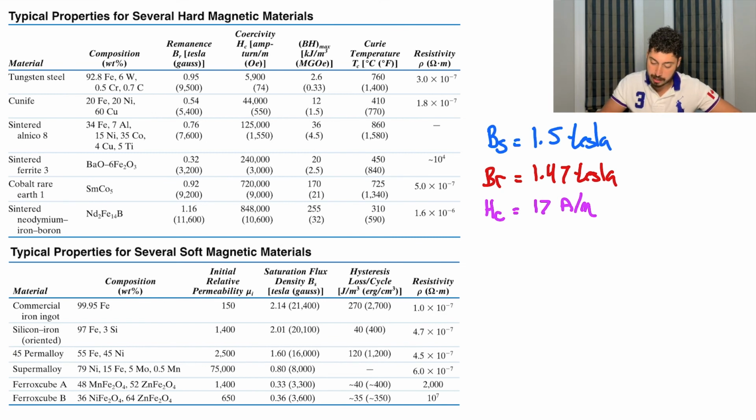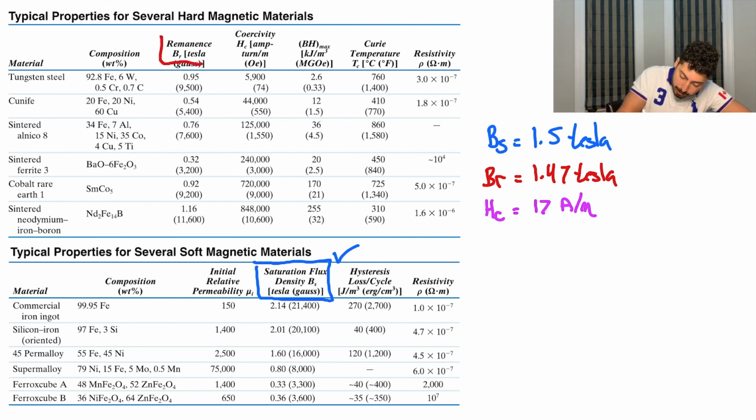Let's start with our saturation flux density. It can be found on the second table on soft magnetic materials. We can see that 1.5 Tesla is well within the range, which is situated down here for soft magnetic materials. So we can put a check mark next to soft magnetic materials for saturation flux density. The second thing we need to look at is our remanence. It can be found up here in hard magnetic materials. We can see that 1.47 is fairly close to the values we're seeing here for hard magnetic materials. So we can put a check mark beside hard magnetic materials for our remanence.